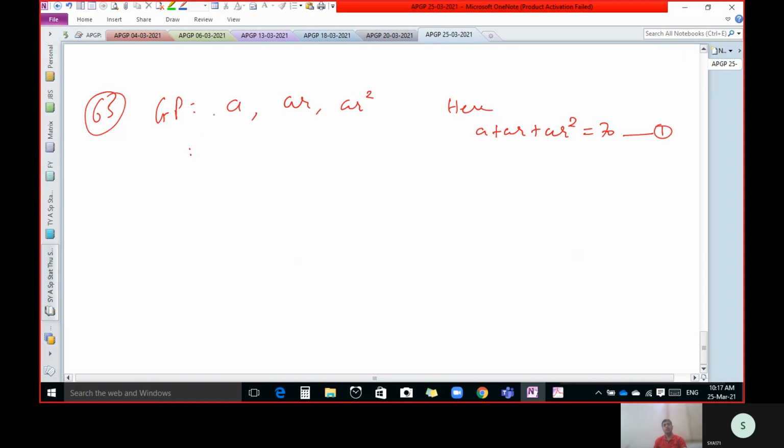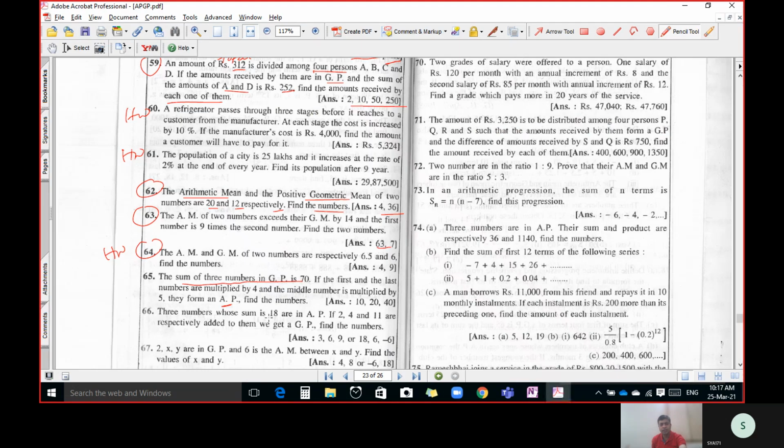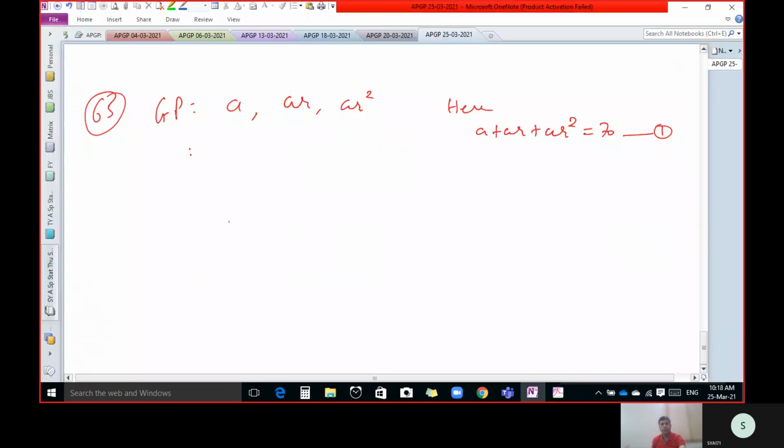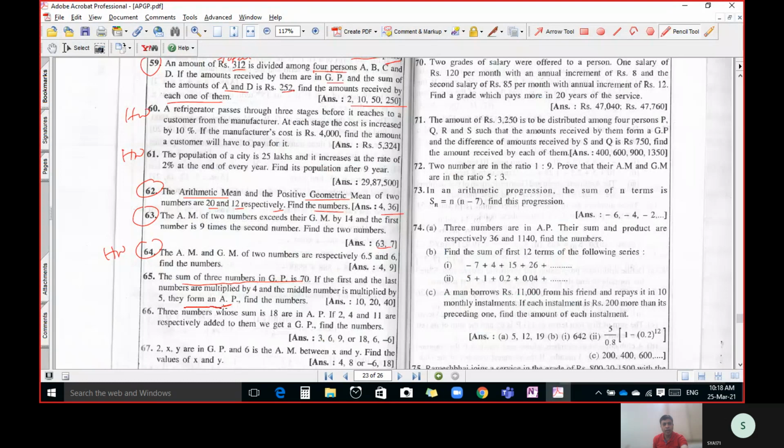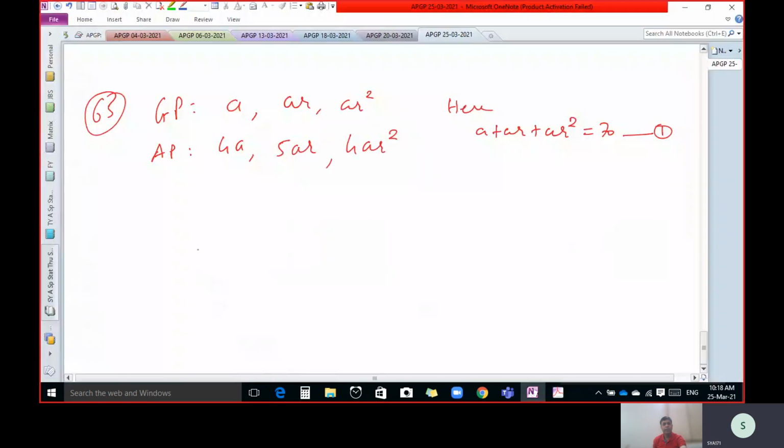Now it is also given that if we multiply the first and third number, means last number, by 4 and the middle number by 5, so if you multiply the first by 4 we get 4a. If we multiply the last by 4, we get 4ar square. And if we multiply the middle number by 5, we get 5ar. So we get numbers in AP. It is given that if we do this, they form an AP.